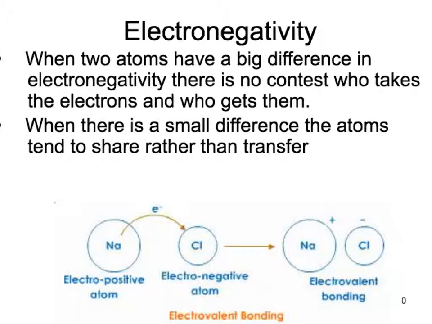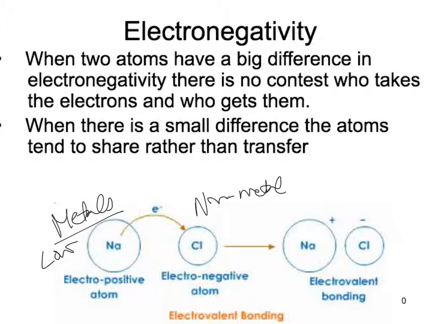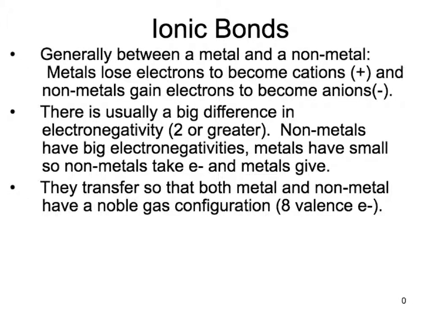Okay, when two atoms have a big difference in electronegativity, there's no contest who takes them and who gets them. So what's going to happen is metals, if you look at the periodic table, to the left of the stair-step line, are going to have low electronegativity, and nonmetals to the right of the stair-step line, over to the upper right-hand corner, are going to have high electronegativity. So the electron is going to be transferred because this is so much better at attracting electrons. And so you're going to get a full positive and a full negative, and that's ionic between a metal and a nonmetal. So ionic bonds are between a metal and a nonmetal, and that's really what you're going to want to look at the periodic table to identify an ionic bond.